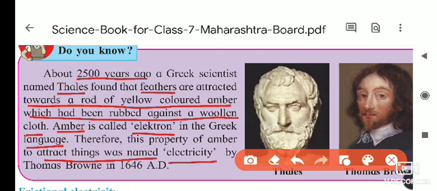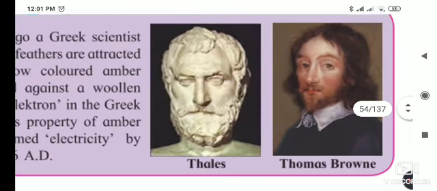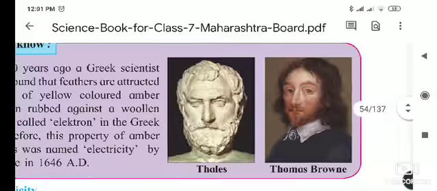Do you understand what they told you? It is some more information. The scientist Thales observed that feathers are attracted towards the rod of yellow-colored amber which had been rubbed against woolen cloth. Amber means electron in the Greek language, and therefore this property of amber to attract things was named electricity. So here it is Thales, and here it is Thomas Browne.